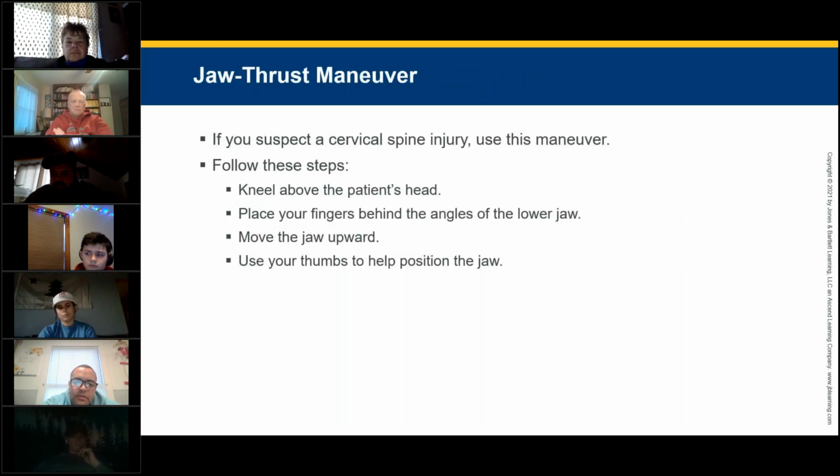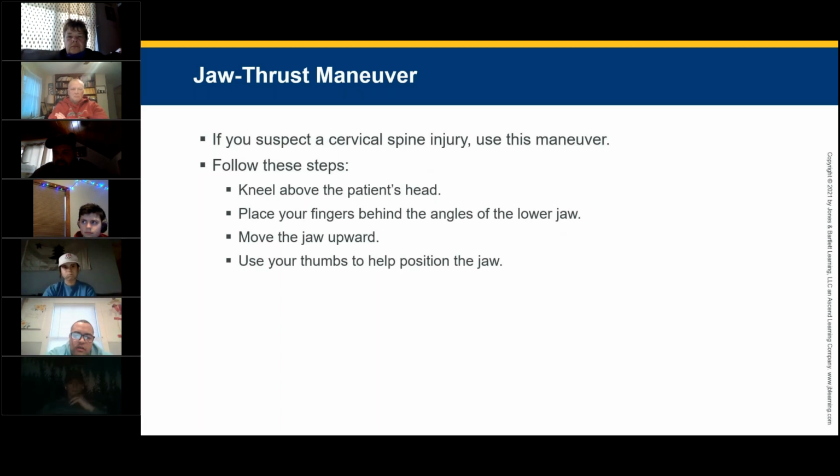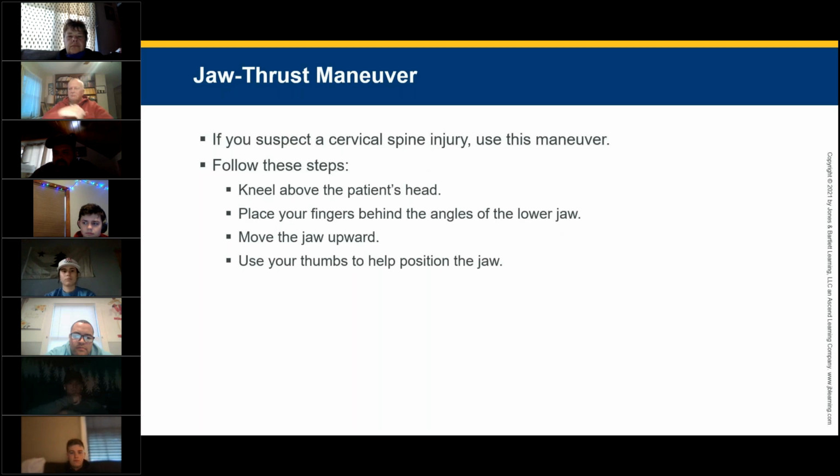The jaw thrust maneuver. So this is for the patients that you suspect may have a spinal injury. You're going to kneel above the patient's head. You're going to place your fingers behind the angles of the lower jaw. Move the jaw upward and use your thumbs to help position the lower jaw. Again, we'll demonstrate that on Sunday.